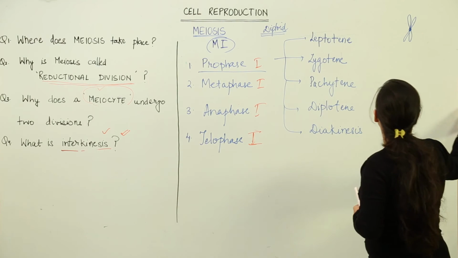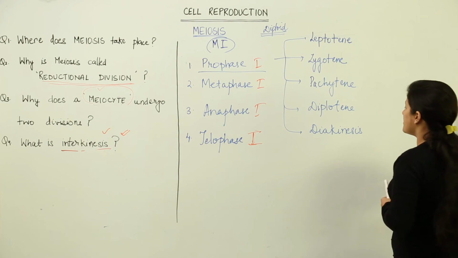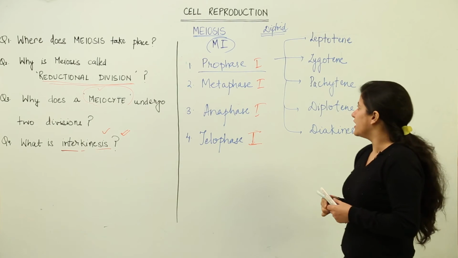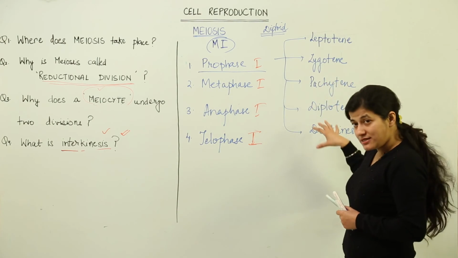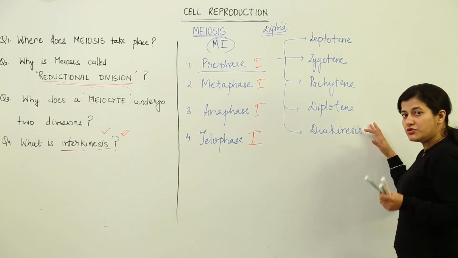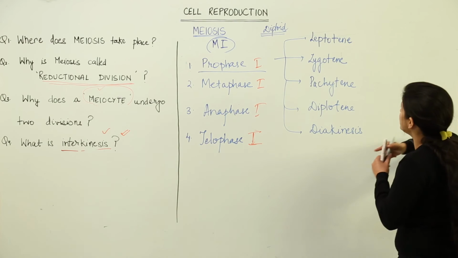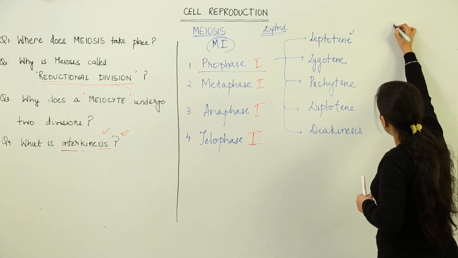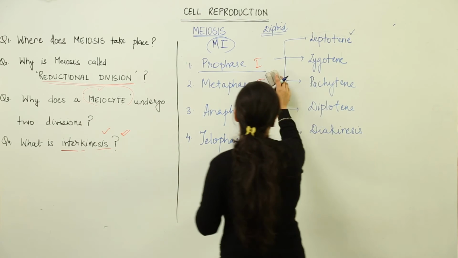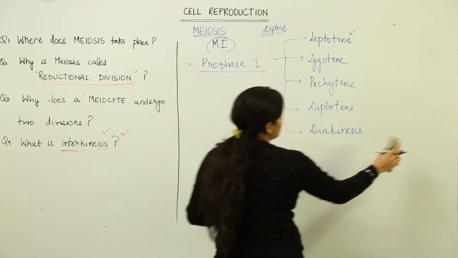Now what happens during prophase 1, as this is taking place inside the nucleus? In prophase of meiosis, we simply said that the nuclear membrane degenerates, and so does the endomembrane system. But here we are seeing the prophase in further stages, so we are going to take into account the nuclear membrane, how it is present and when it dissolves. First, when we talk about leptotene, I will make you understand it through a simple diagram.